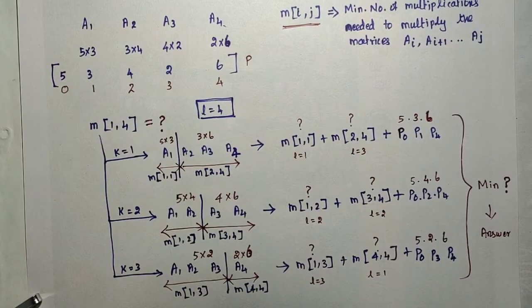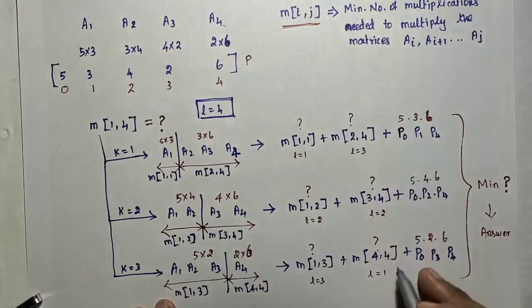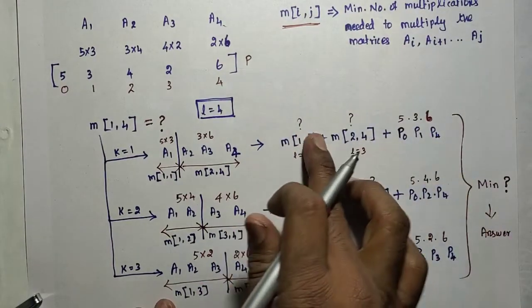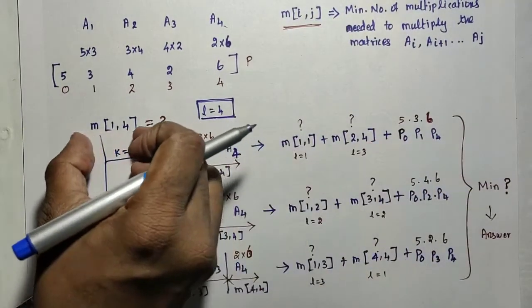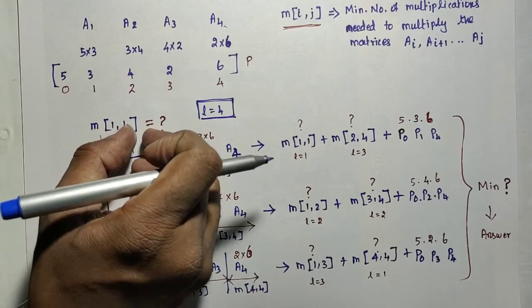Similarly, L equal to 3. So L equal to 3, A1, A2, A3, what is the minimum multiplication? A2, A3, A4, what is the minimum multiplication needed? Like that, these things have to be recorded first. Then only we can obtain the result for m of 1 comma 4.